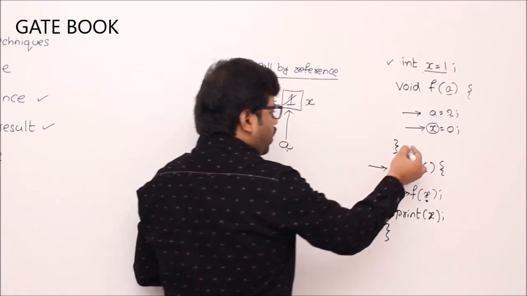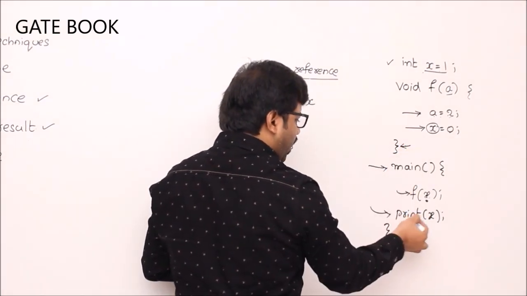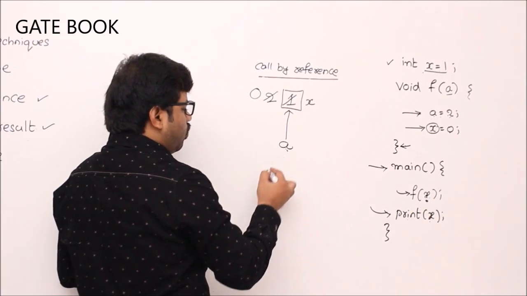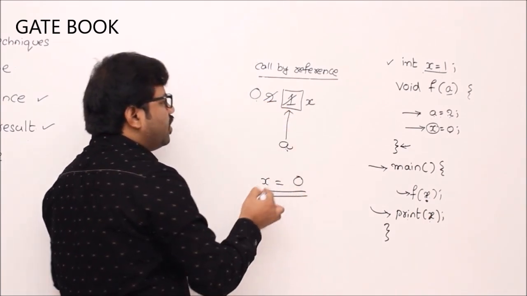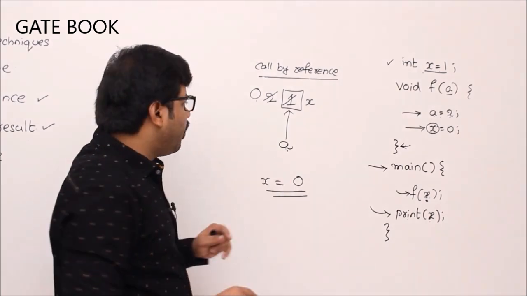Next, the method is over, then come back and print x. So what will be printed? x equal to 0. So this is the output of the call by reference scheme. Let's see call by value result.